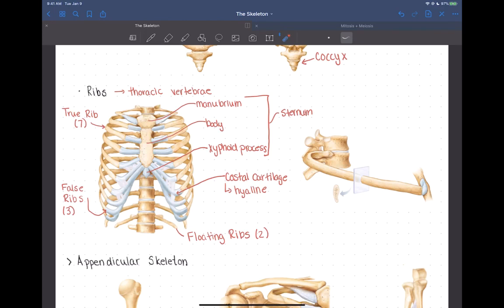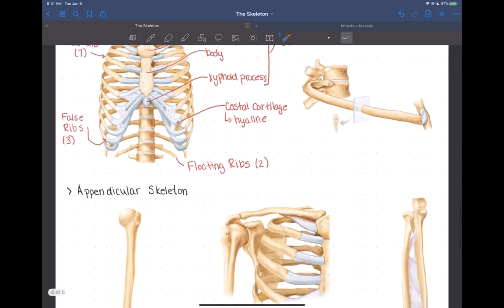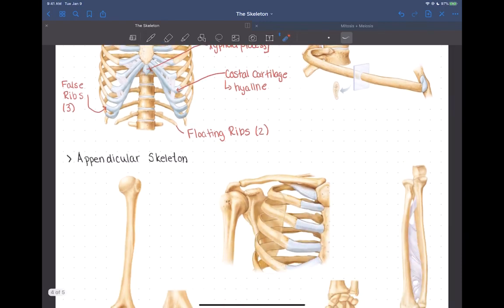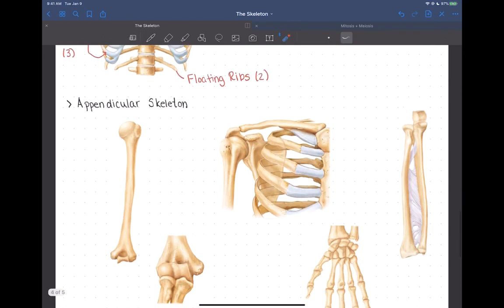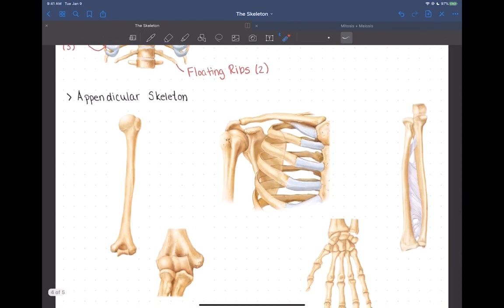So let's talk about the appendicular skeleton. Remember, these are going to be the limbs, so the arms and the legs. We're going to start with the arms, the superior aspect of the appendicular skeleton. This is where we're going to point out specifically where appendicular and axial meet. Superiorly, the appendicular and axial skeletons meet here. So this is one meeting point.